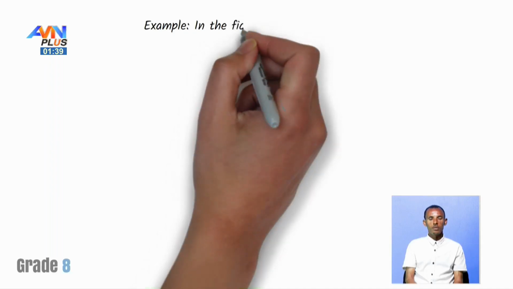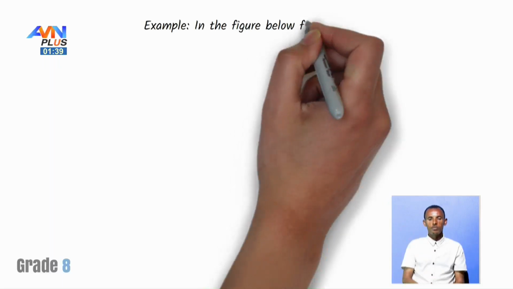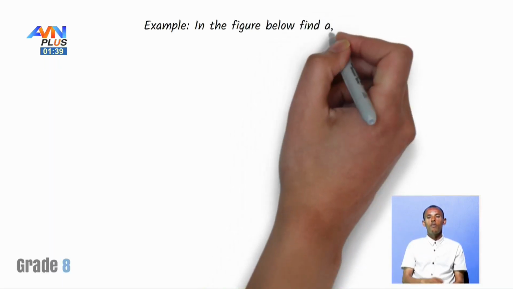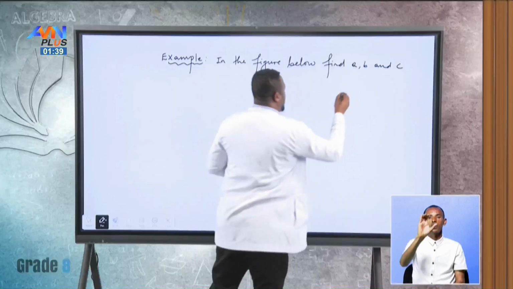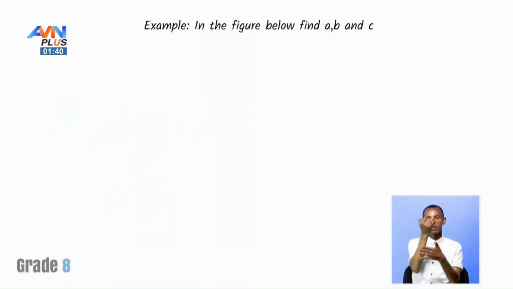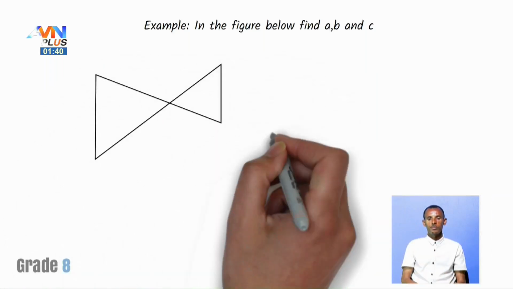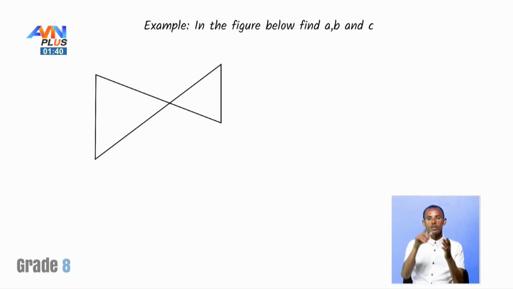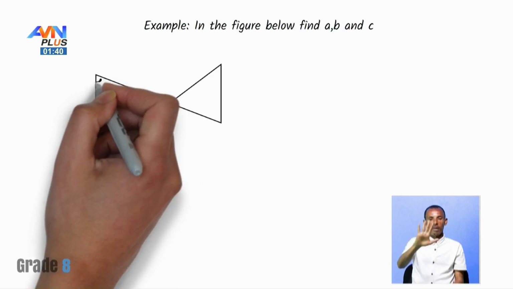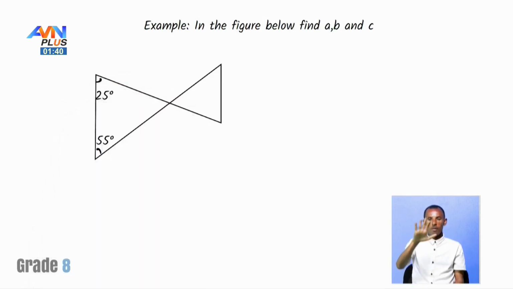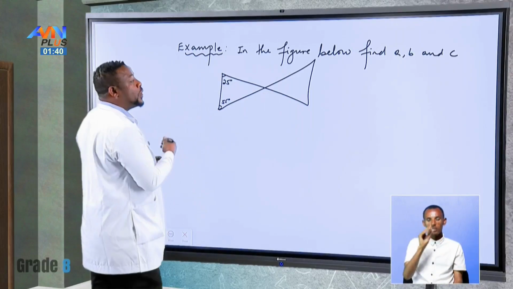In the figure below, find A, B, and C. Okay, here is the figure. Say this angle is 55 degrees and this is 25 degrees. One of these angles is 55 degrees and the other is 25.